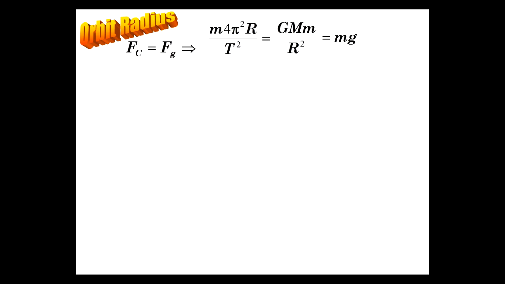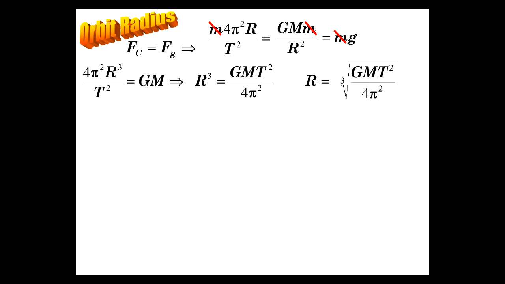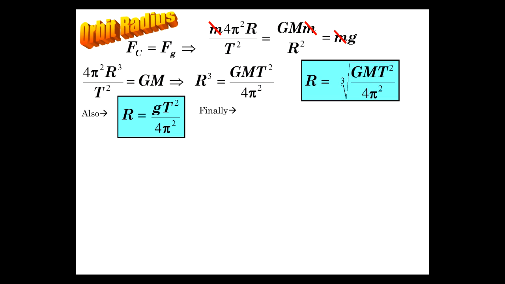Let's now check out orbital radius. Fc is equal to Fg. We can write our centripetal force equation, equate it to gravitational tug, and just mg also. So the m's go away. We get 4 pi squared. Okay, what I'm going to do now is take this and bring it up here. So we get r cubed over T squared, and 4 pi squared is just GM. So we get r cubed equals GM T squared over 4 pi squared, or r is the cube root of GM T squared over 4 pi squared. R is equal to gT squared over 4 pi squared. So just setting these two equal. Okay, so that's pretty simple.